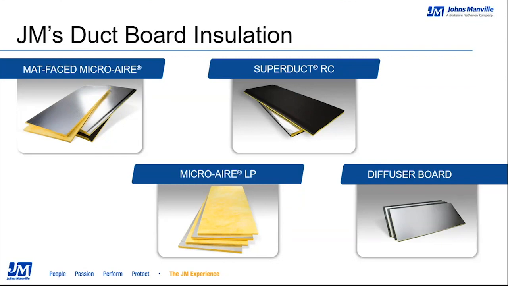Our third product, Micro Air LP board, is a low pressure board. This is for low pressure systems. We test that to a max air velocity of 2,000 feet per minute, and this is more for the manufactured housing and modular housing segments. The fourth product, diffuser board. This is a duct board that's been created primarily for diffusers and register boxes within the HVAC system.